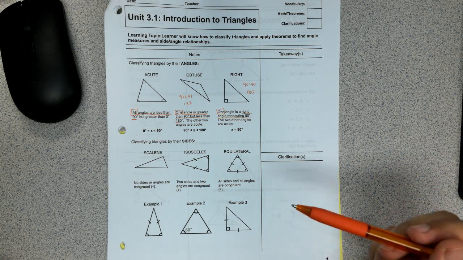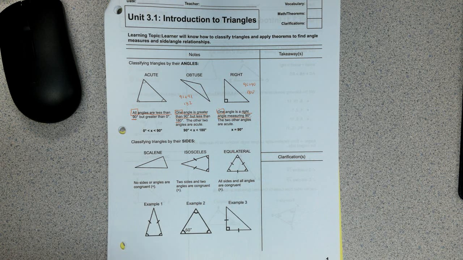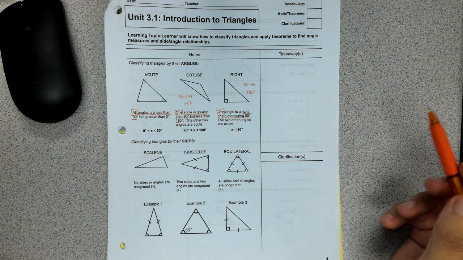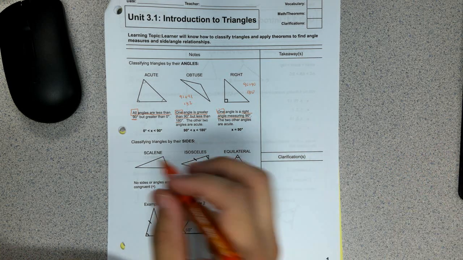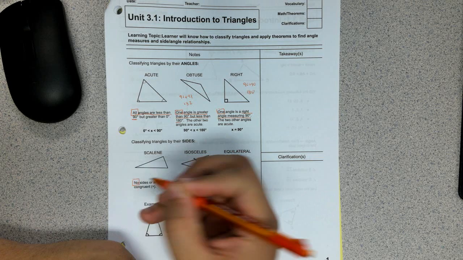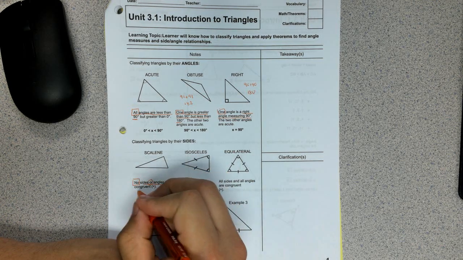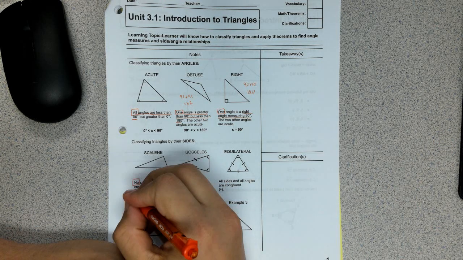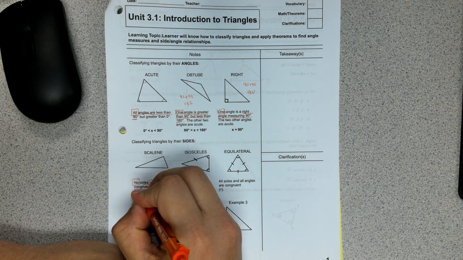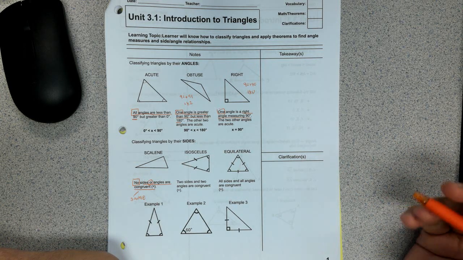We can also classify triangles by their sides. We have three vocabulary words here as well: scalene, isosceles, and equilateral. Starting with scalene, scalene means that no sides or angles are congruent, and no is the key word. So we're bringing back congruent, which means same, for those of you that forgot.